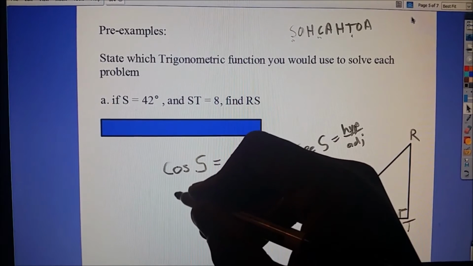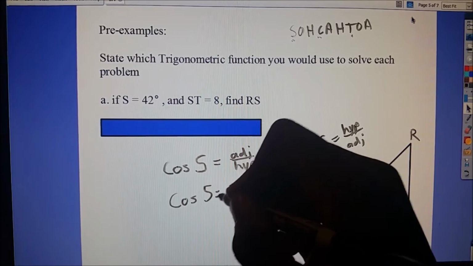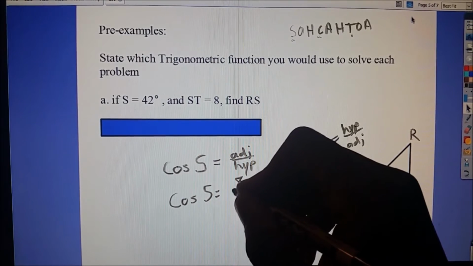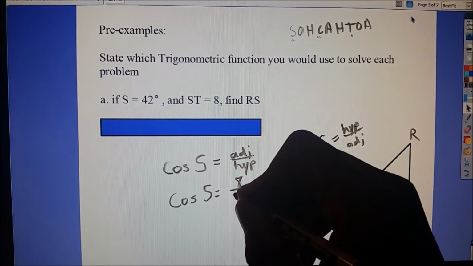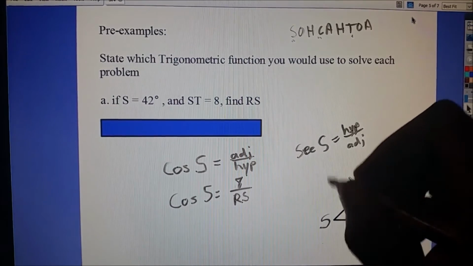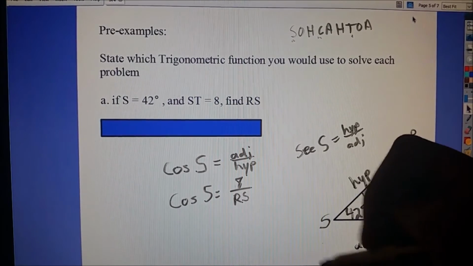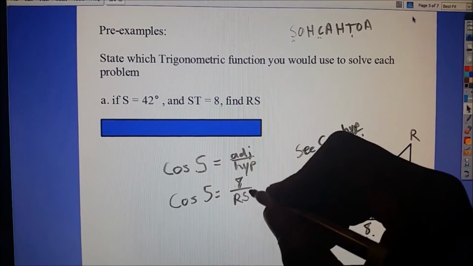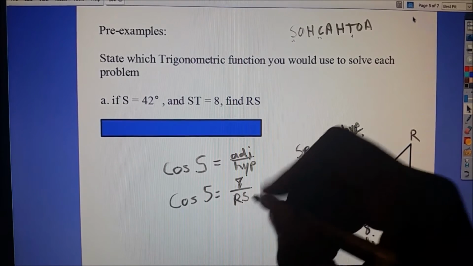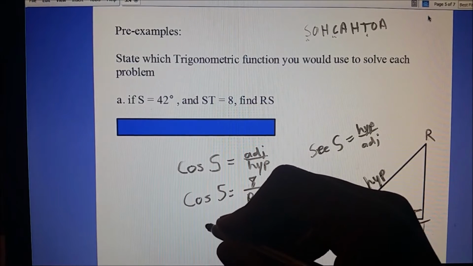So I'm going to go ahead and just solve this for you. I have cosine of S is equal to 8 over RS. We don't know RS yet, okay? So how do we find RS? Well, we got to get it by itself. So the opposite of multiply is divide, and the opposite of divide is multiply.